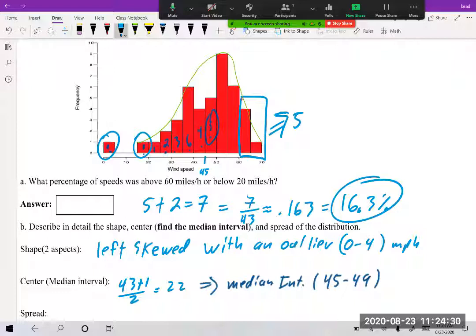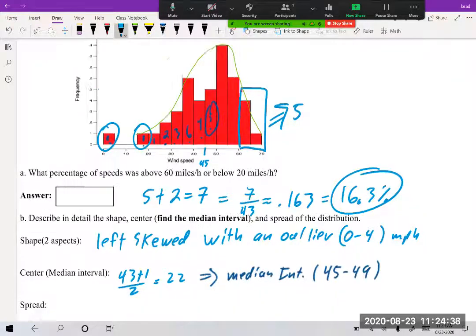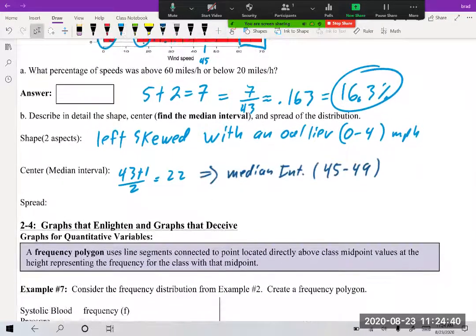Remember, we can't say from 45 to 50 because that means the next class, which also starts at 50, would be including 50 in both classes. So you have to be careful of your numbering on this, and you might get a few wrong on your calculator or on your homework if you don't pay attention to that.